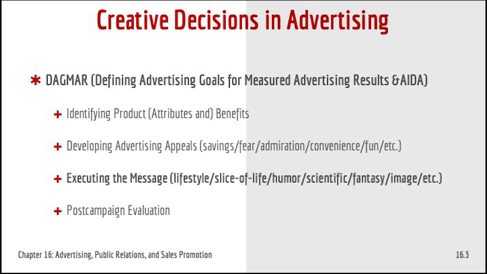Step 3. Executing the message. Once the appeal or the message has been established, the next step is to determine what may be the best way to convey this message. Since consumers are flooded with advertisements, it is important that the creative is strong and effective to get noticed and eventually influence the buyer's behavior.